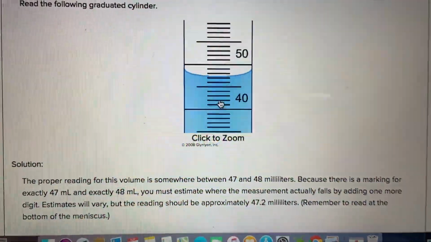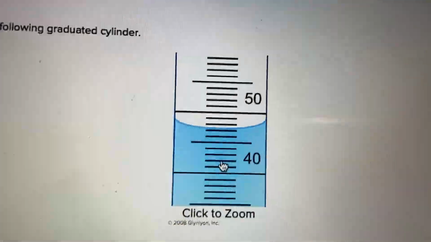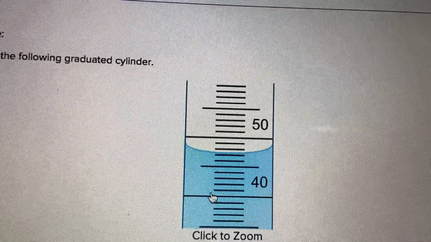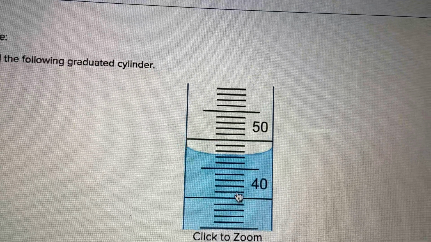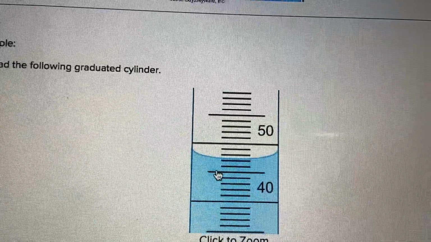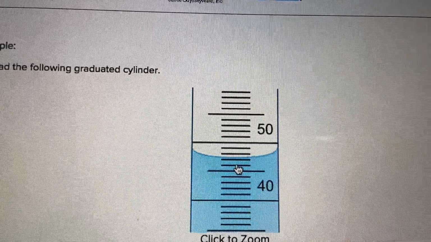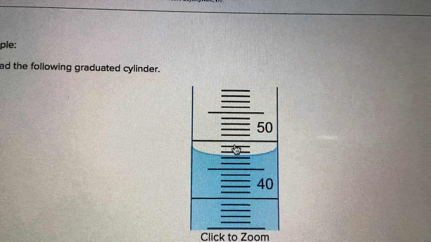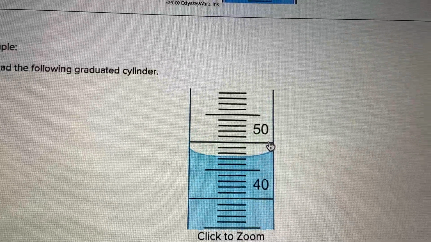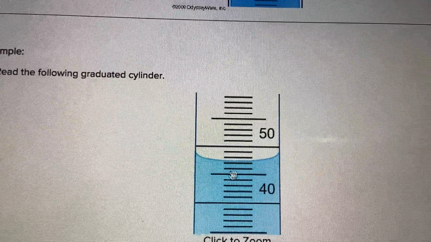So we click to zoom, and we can see that the 40 mark is this big mark right here. This is where 40 is. Then we have 41, 42, 43, 44, 45. This bigger mark is the halfway mark. Then we've got 46, 47, 48, 49, and 50. 50 is this big line right here. So there are 10 little dashes between each reading. Between the 40 and the 50, there's 10.